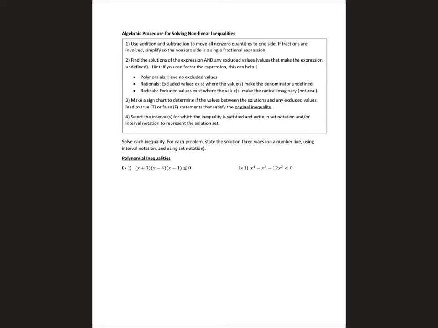Now in step 3, we're going to determine whether or not those critical points are part of our solution set for our given inequality. To do this, we're going to make a sign chart. And what that sign chart is going to do for us is tell us whether or not that particular interval is included or not included in our final solution set of our original inequality. And then in step 4, once we have our selected intervals that satisfy our original inequality, we'll go ahead and write that solution set using either set notation or interval notation or even both.